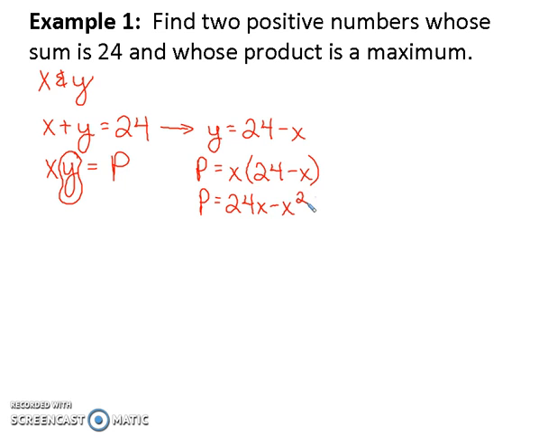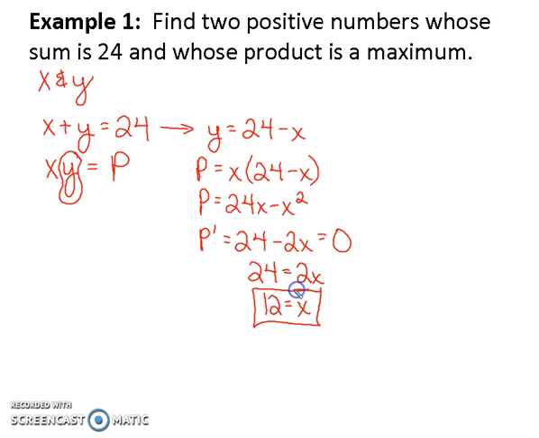As far as taking the derivative of P, it's really easy because it's all in terms of x, and I can just use the power rule. So P prime is 24 minus 2x, which is a linear function. There is no place where it doesn't exist, but I can look for where it equals 0. So x is 12. However, I'm not done with the problem.